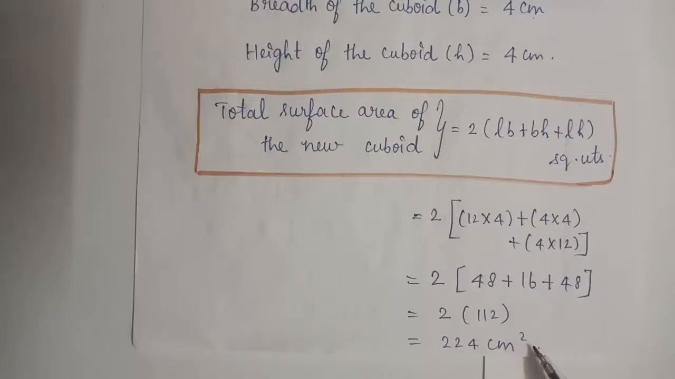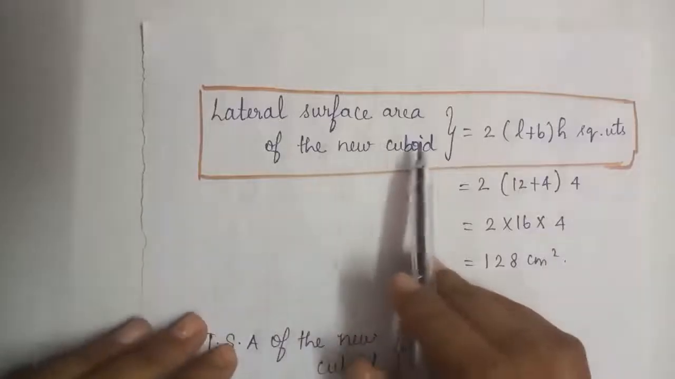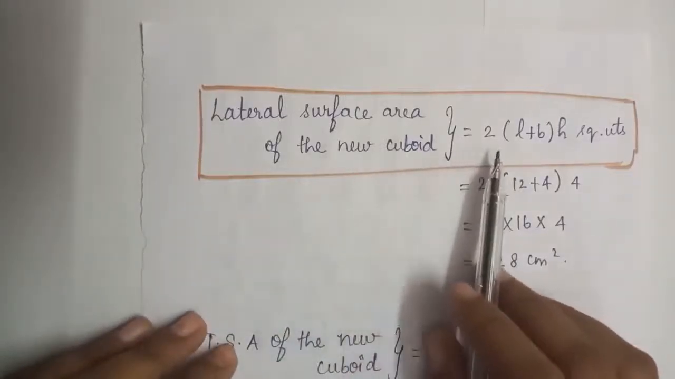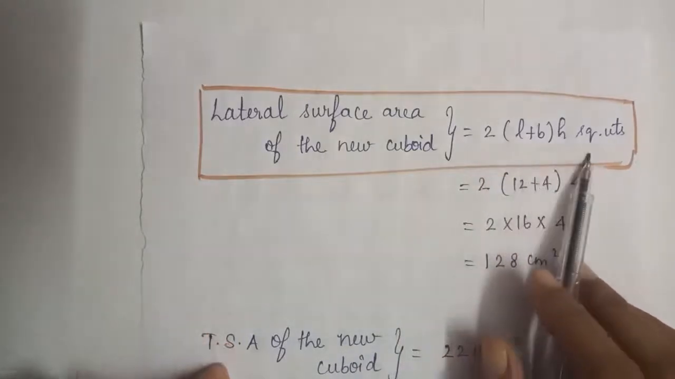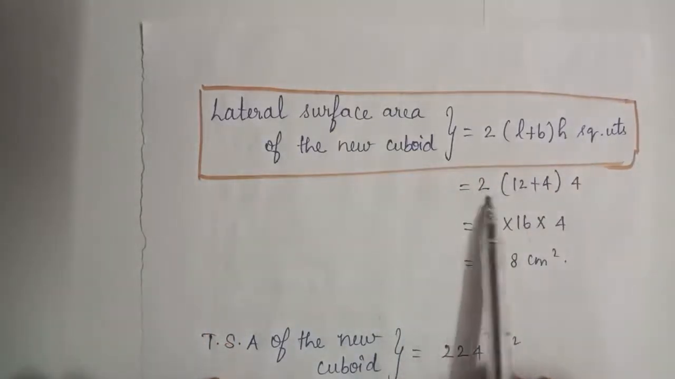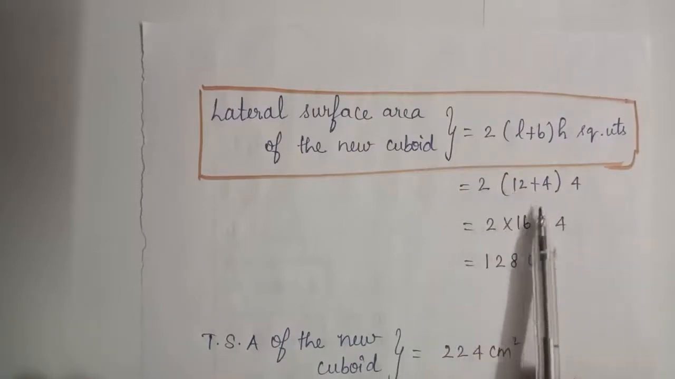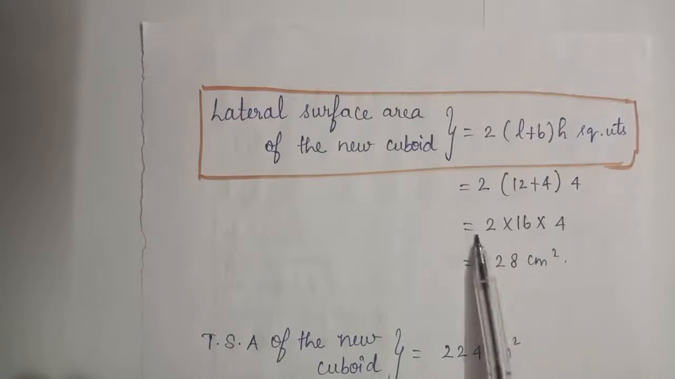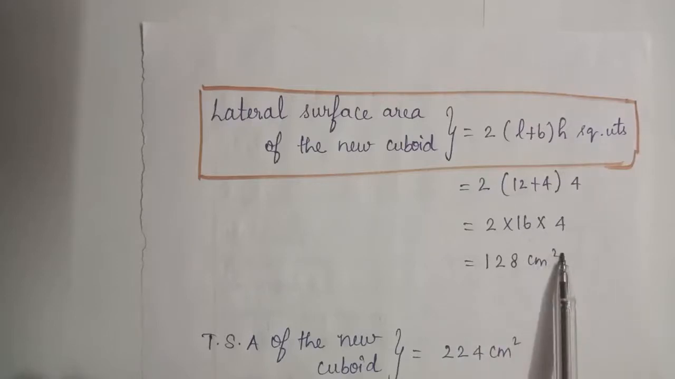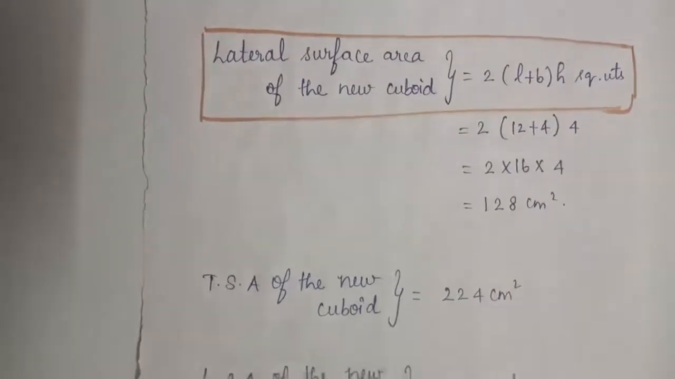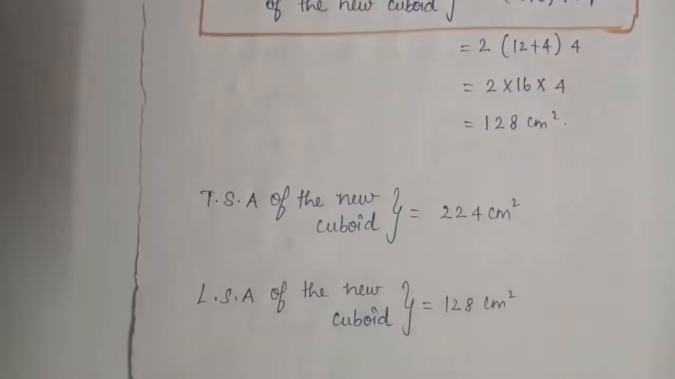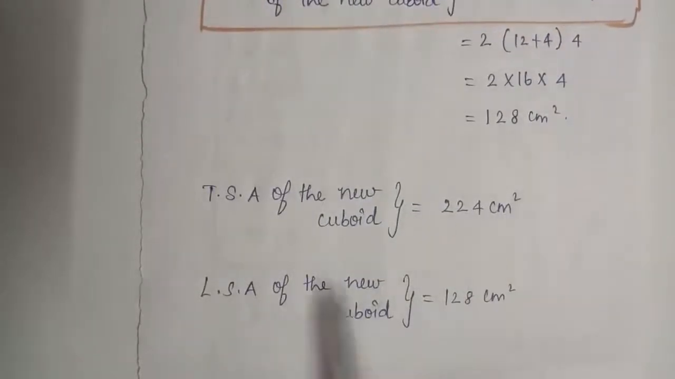So next you have to find the lateral surface area. So lateral surface area of the new cuboid is equal to 2 into l plus b into h square units, which is equal to 2 into 12 plus 4 into 4, which is equal to 2 into 12 plus 4 is 16, 16 into 4. So 4 2s are 8, 8 into 16 is 128 centimeter square. So now we find the total surface area of the new cuboid is equal to 224 centimeter square, and lateral surface area of the new cuboid is equal to 128 centimeter square.